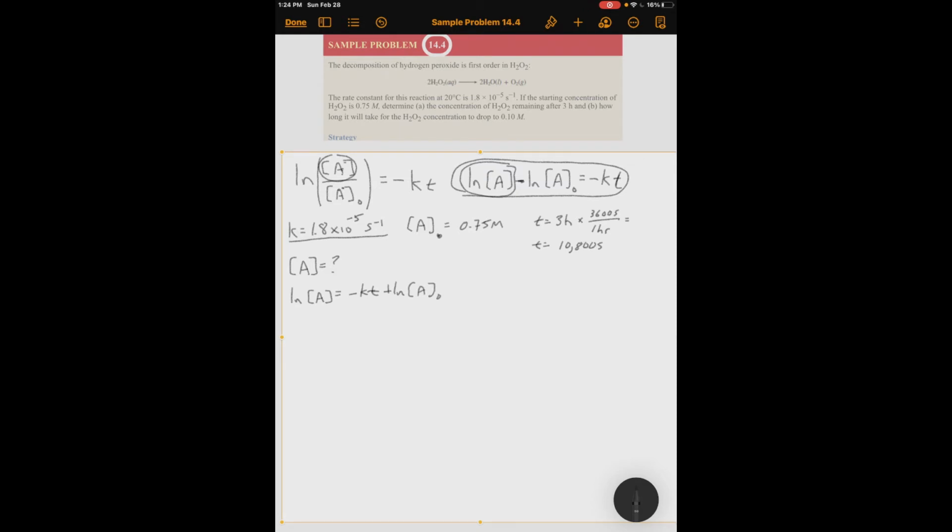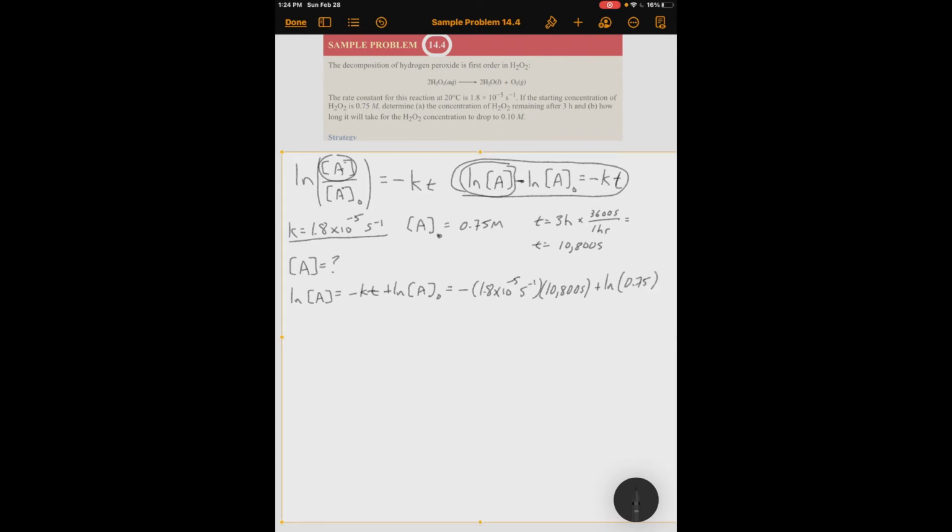Now I'm going to go ahead and put the numbers in. So it's minus kT, so minus 1.8 times 10 to the minus 5 reciprocal seconds. That's minus k. T is 10,800 seconds. And then we're going to add ln of A naught. A naught is 0.75.